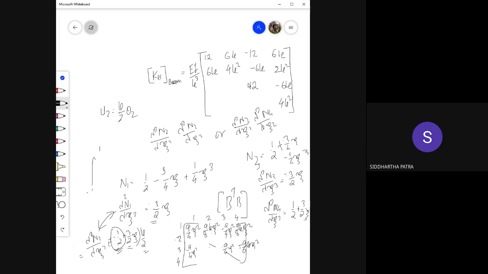Okay, and the rest are symmetric, which means this one is minus 12, this one is 6 LE, and this is the 2 3 term, so the 3 2 term is also minus 6 LE. Then the 4 1 term is already done. The 4 2 term is the 2 4 term, that is 2 LE squared. Then the 4 3 term is this minus 6 LE.